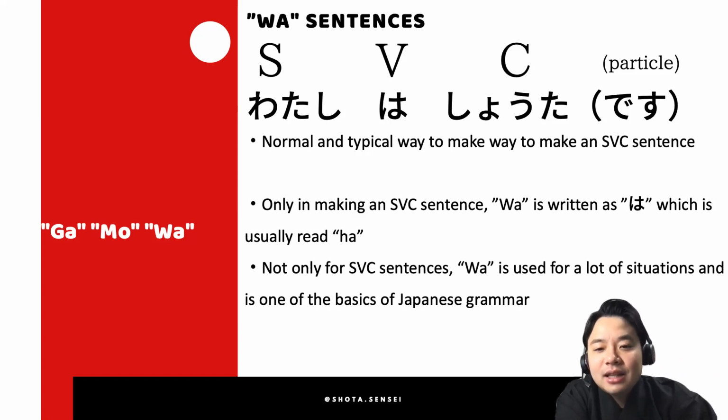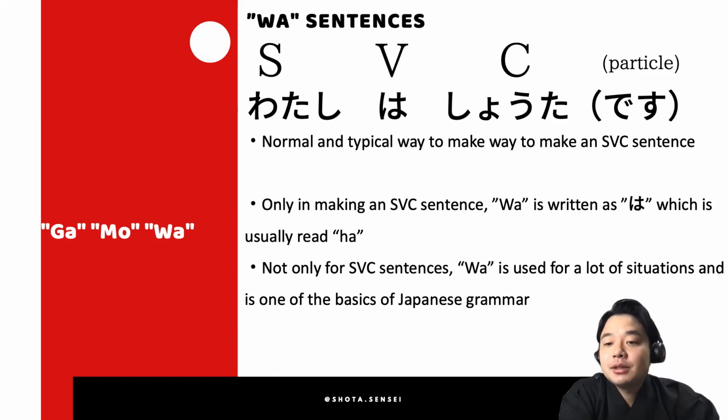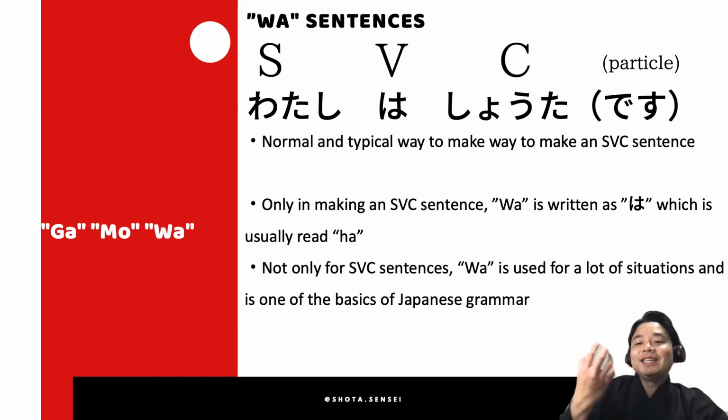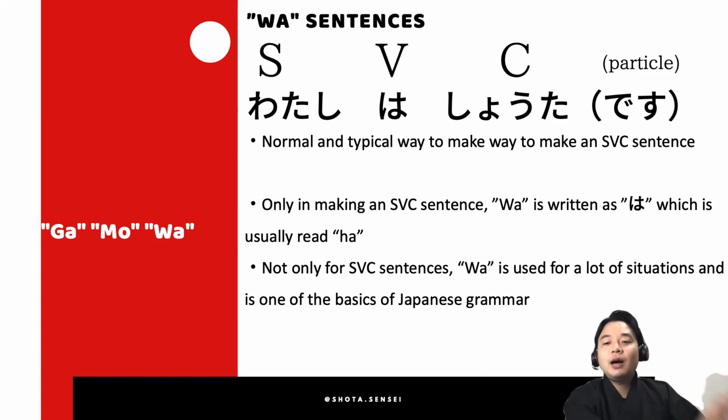And next, I'll talk about this. It's not only used for SVC sentences, but in a lot of situations, and it's one of the basics of Japanese grammar. So as I told you, Shota wa, or watashi wa is how you make an SVC sentence. But what about SVO sentences? For example, when you have objects like I like dogs or I eat an apple, the apples and the dogs are the objects, right?